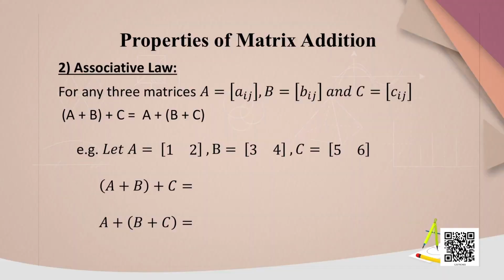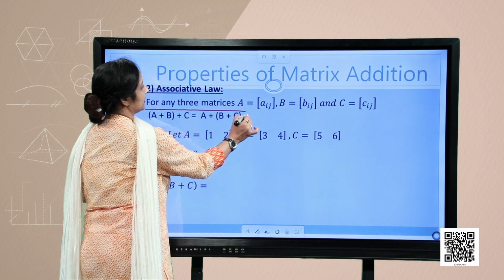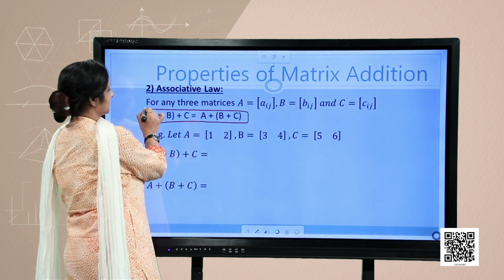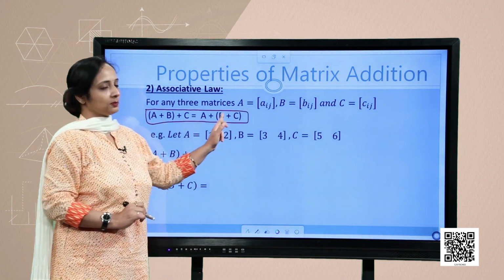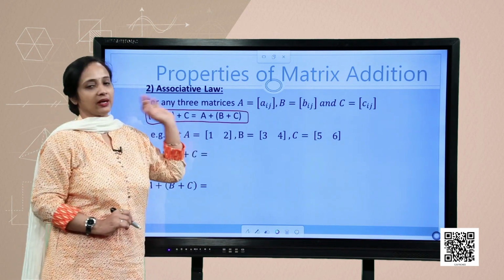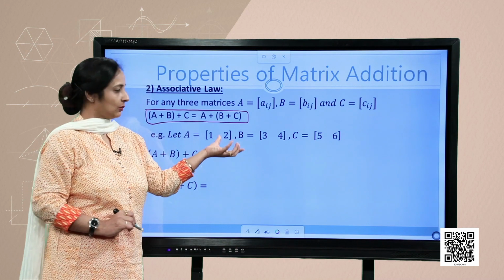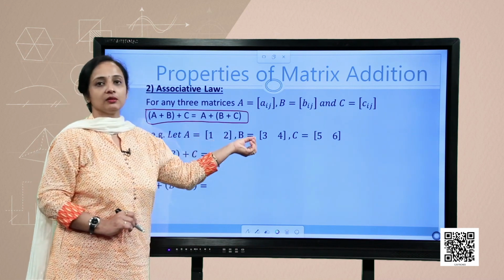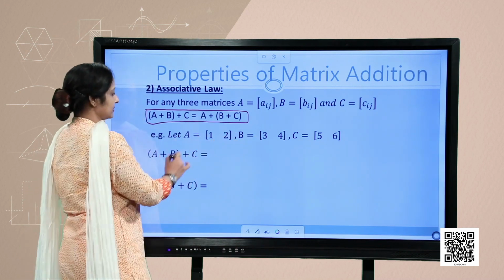Next law is associative law. For any three matrices A, B and C of the same order, we can have (A plus B) plus C is equal to A plus (B plus C). You can check out the placement of the brackets. For example, these are the three matrices given to you. They are having the same order. Order is 1 by 2. So, let us add them.